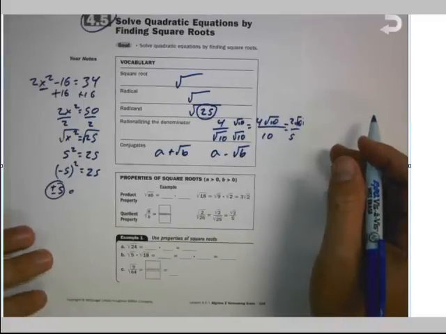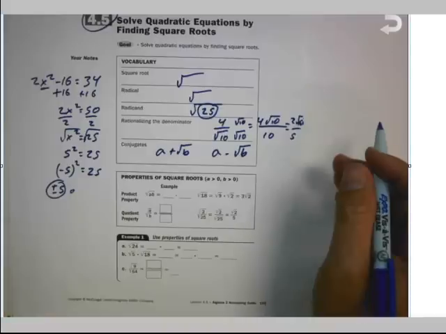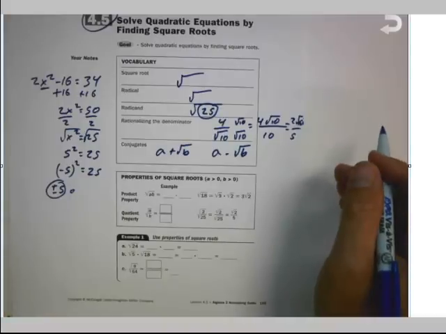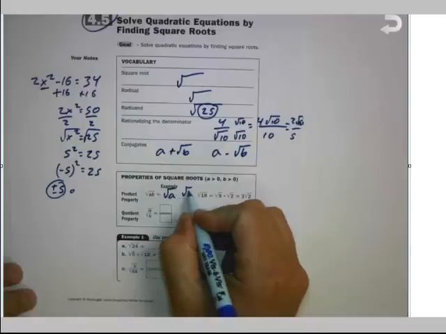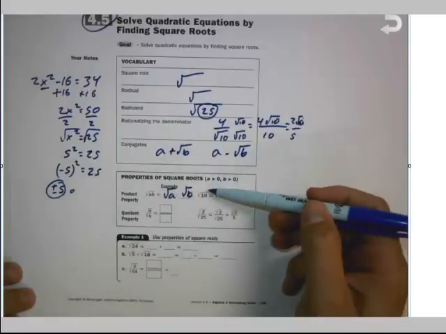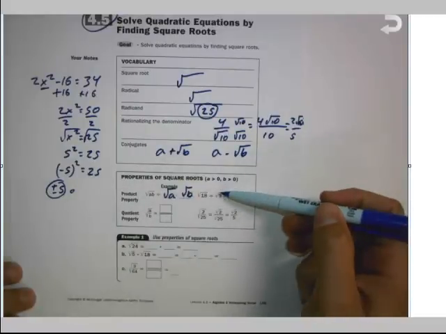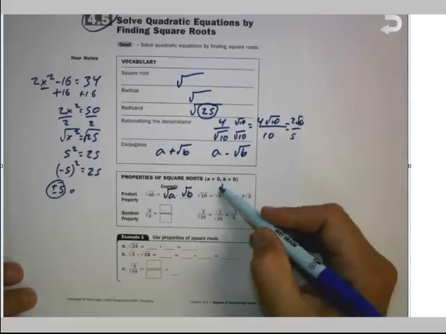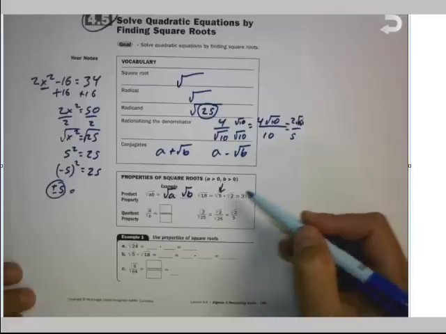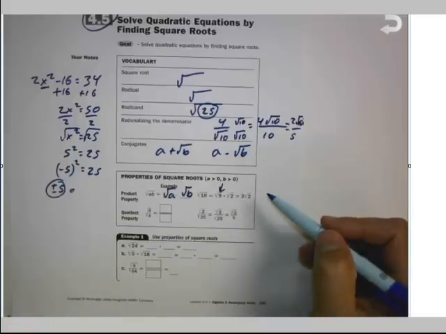Some basic rules you need to know about square roots before we begin. One of them is that the square root of ab would be the same as the square root of a times the square root of b. That's to say, if you had the square root of 18, you could make it the square root of 9 and the square root of 2. Because you had a perfect square in there, 9, then you have 3 square roots of 2.